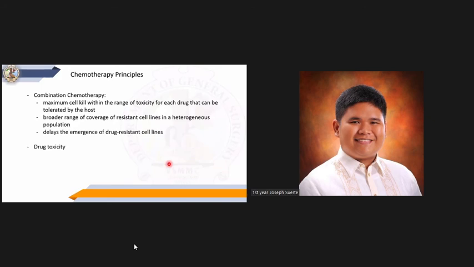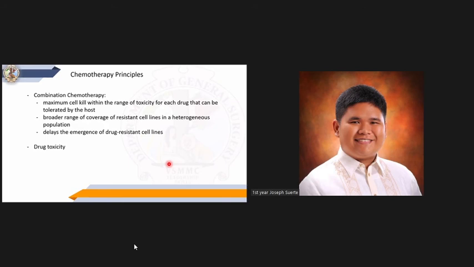So we have a principle of combination chemotherapy so that we can achieve a maximum cell kill within the range of toxicity for each drug. So we can also achieve a broader range of coverage, especially for resistant cell lines in a heterogeneous population, and also delay the emergence of drug-resistant cell lines.